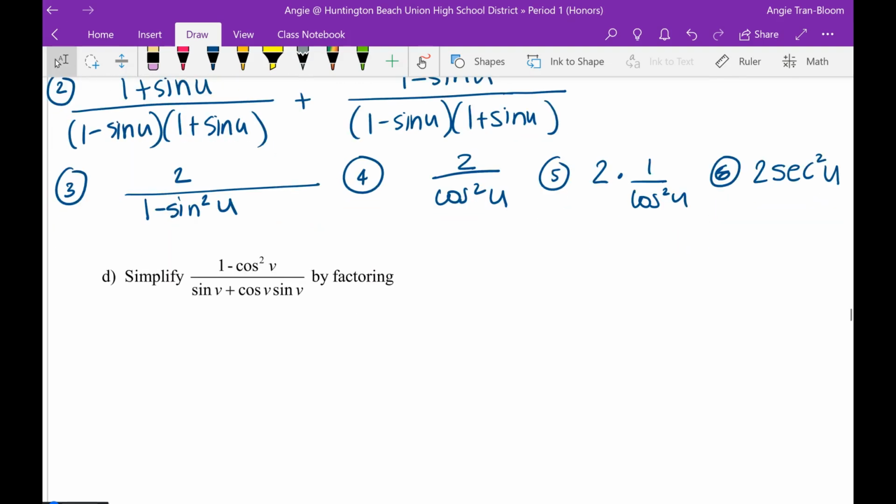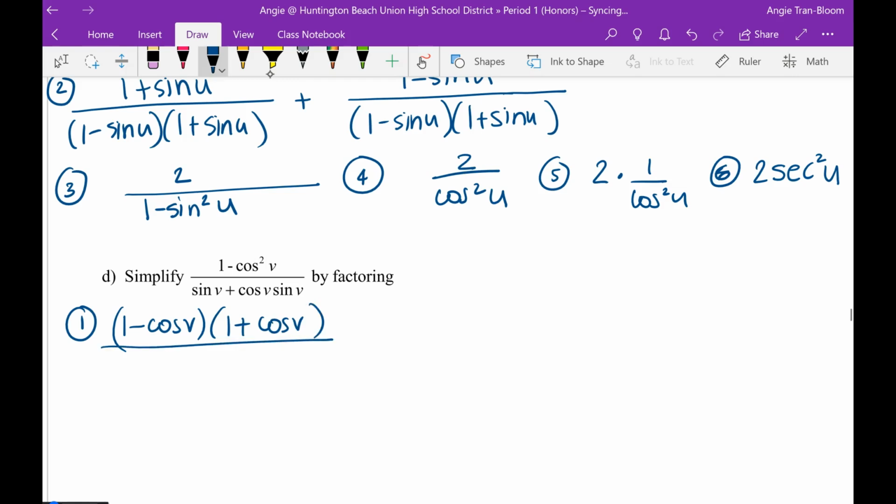Let's do D. Another way to break things down is by factoring. What would you factor? Can you factor the top? Can you factor the bottom? What are the factors for the top? 1 plus cosine of v times 1 minus cosine of v all over. Can you factor the bottom? Yeah, what are you going to do? Take out a sine of v. Then I have 1 plus cosine of v. What's your next step? Cancel. You're right. These two guys can definitely be canceled.